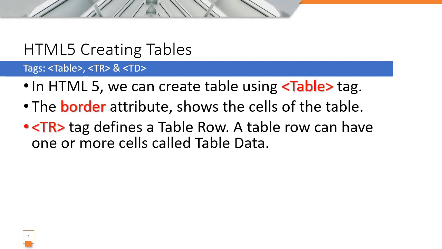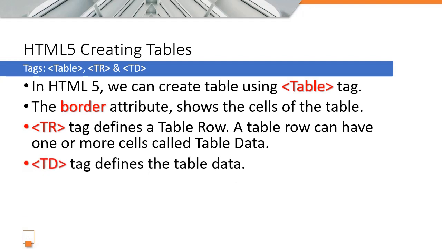The tr tag defines a table row. A table row can have one or more cells called table data. So a table can have one or more tr rows. That means a table can have one or more rows, and a row can have one or more cells, that means table data. The td tag defines the table data.